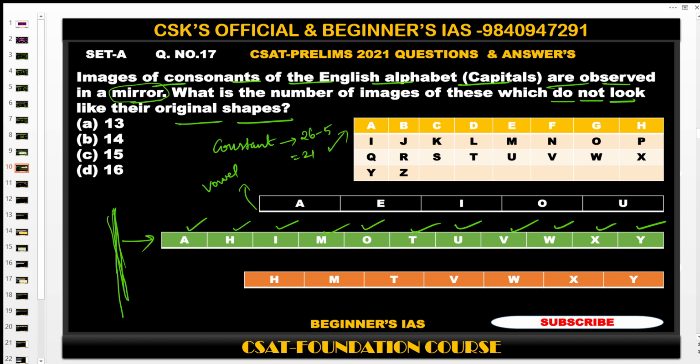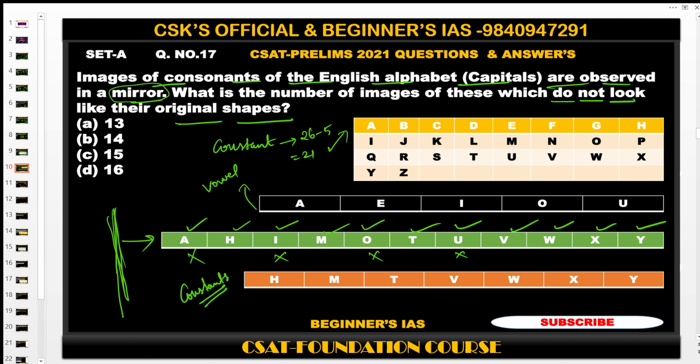Okay. These are lookalikes. Then here you need to deal with consonants. Then what we have to do is eliminate A, I, O, U. Then the remaining ones are H, M, T, V, W, X, Z. So these are the consonants which look the same in a mirror. But the question is not about lookalikes.